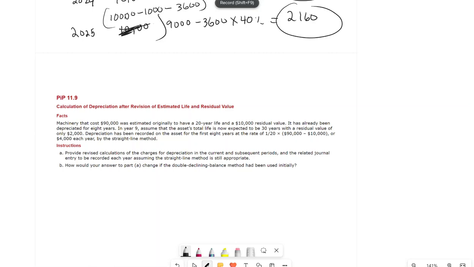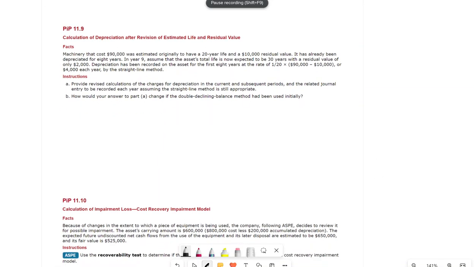So the next part of the question is: when we revise the life of the asset and the residual value, how do we calculate the depreciation using the straight line method or a double declining method? How do we do that? Let's go through it and see what we get. I'm just trying to look for my calculator.